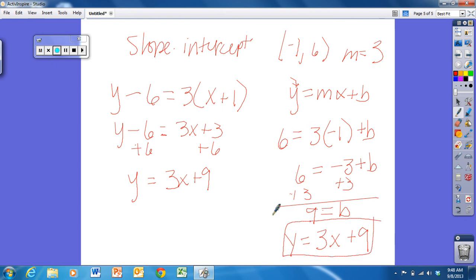Notice, both forms give you exactly the same equation because there's only one line that goes through this point that has this slope. But to get it in slope-intercept form, you can either use point-slope and solve for y, or plug into slope-intercept and solve for b and plug it back in. I think they're equally as easy. Pick whichever way you like better. It's no problem.